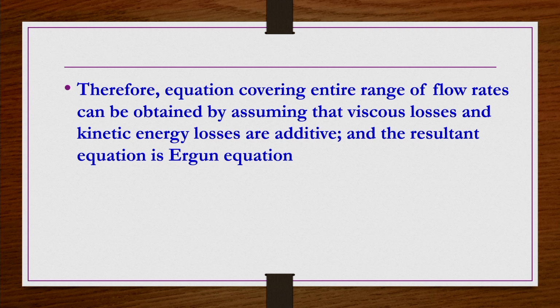kinetic energy losses are additive, then we can have a kind of Ergun equation. The first is the Kozeny-Carman equation, that is delta P by L equals 150 times that expression. That is considering only viscous effects, small Reynolds number, okay, it is not considering the kinetic energy losses. Whereas the Burke-Plummer equation, that we have, minus delta P by L equals 1.75 and that expression, is only valid for large Reynolds number.